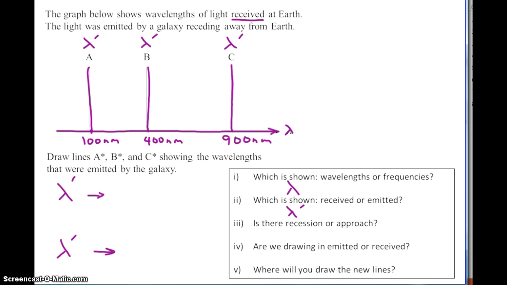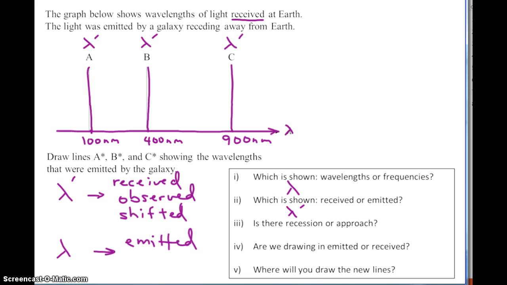Lambda prime represents the received, or we might also say the observed wavelength, and that's the one that's been shifted from the original. Plain old lambda, on the other hand, represents the emitted wavelength, how it starts out. You could think of it as the original value, or the unshifted wavelength.